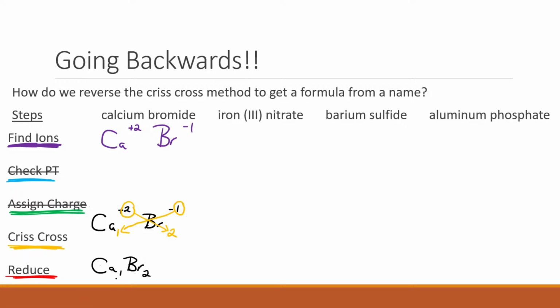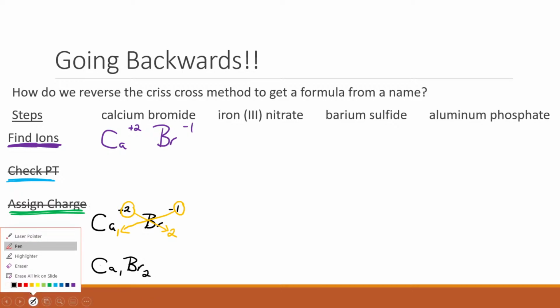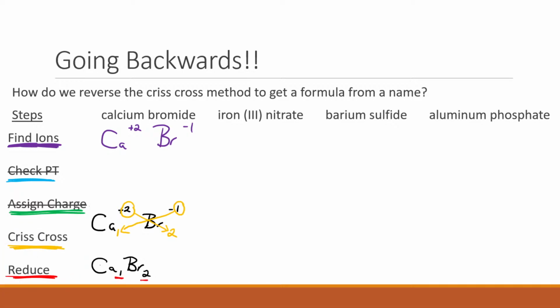The final step is to reduce. You must reduce these numbers if possible. Can I reduce a 1 and a 2? Can I make these any smaller than they are? And the answer is no, right? I cannot make these any smaller than they already are. The 1 is optional, so I can just erase that if I want. But it's not incorrect to leave it there. And so my answer is CaBr2. Done. Here we're just finding our ions, crisscrossing, and reducing.